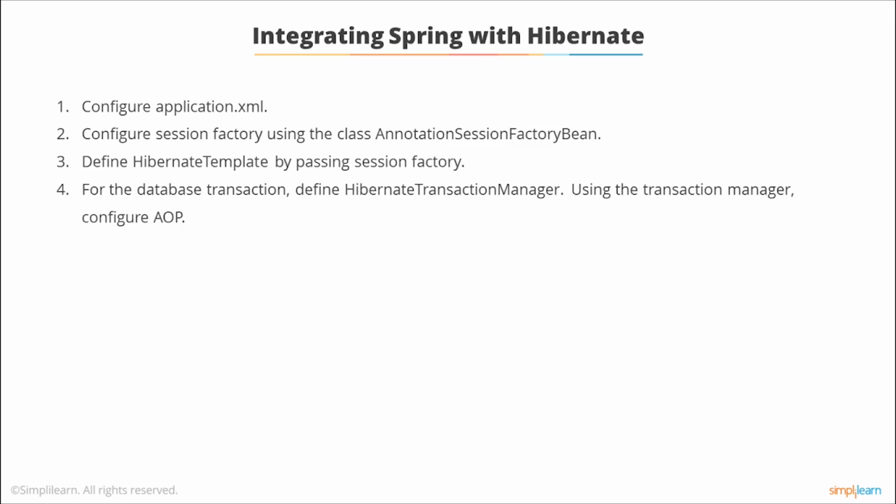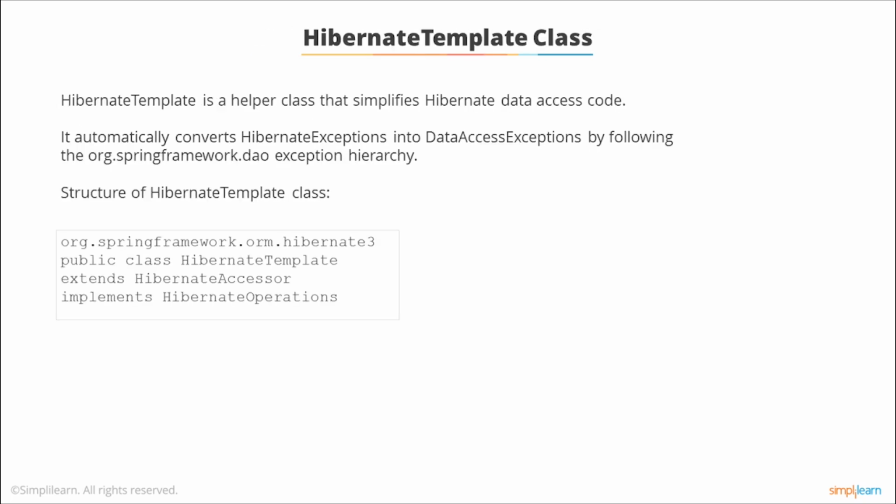Configuring the application XML: we configure the Session Factory using the class annotation Session Factory bean. We define the Hibernate template by passing the Session Factory. And for the database transaction, we define the Hibernate Transaction Manager using the Transaction Manager and configure AOP. Hibernate template is a helper class that simplifies Hibernate's data access code. It automatically converts Hibernate exceptions into data access exceptions following the org.springframework.dao exception hierarchy. The structure of the Hibernate template class: public class HibernateTemplate extends HibernateAccessor implements HibernateOperations.